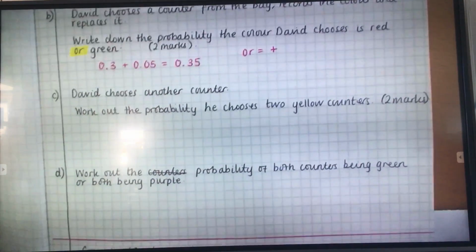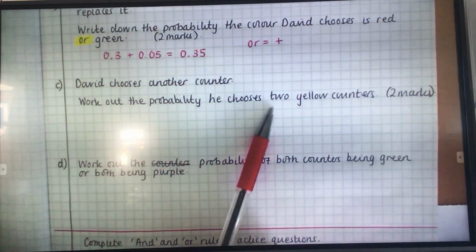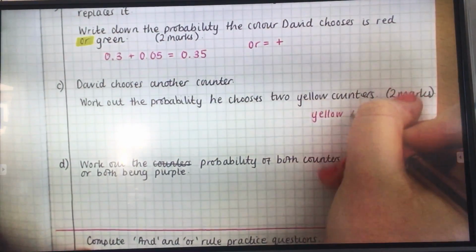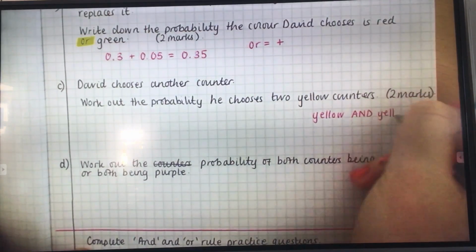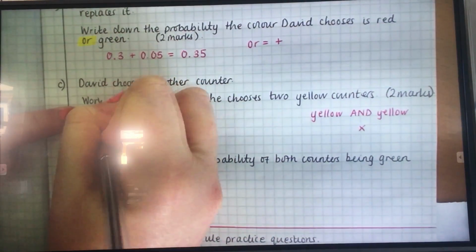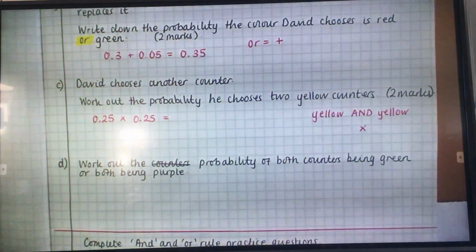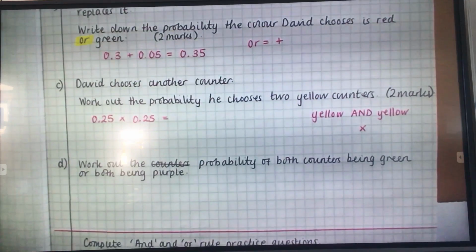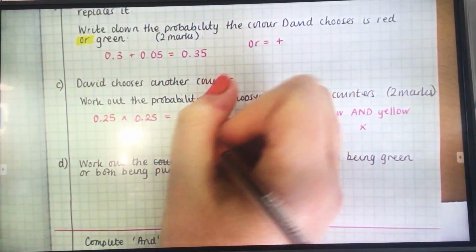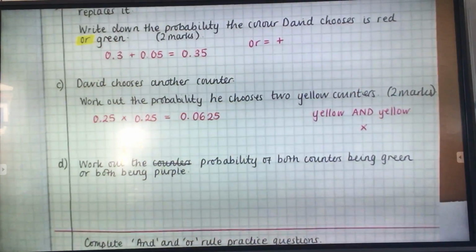Okay, part C. David chooses another counter, okay, so we've now chosen 2 counters. Work out the probability he chooses 2 yellow. So don't forget this means yellow and yellow. So we've got our AND rule, which means that we're going to be multiplying. So the probability of yellow in the table is 0.25, and we are multiplying by the same probability, 0.25. And we're multiplying because it is the AND rule. So 0.25 times 0.25, you should have got 0.0625. Okay, you can use a calculator for that.